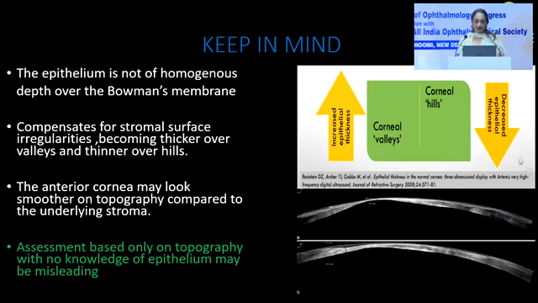Now, what we need to keep in mind is that the epithelium is not of homogeneous depth over the Bowman's membrane. It compensates for stromal surface irregularities, becoming thicker over valleys and thinner over hills. Like this is a patient of advanced ectasia, but over a period of time, the epithelium has remodeled itself in such a way that if we do a topography, we might just miss the ectasia. So the anterior cornea starts looking smoother on topography as compared to the underlying stroma, and therefore assessment based only on topography with no knowledge of epithelium can be misleading.